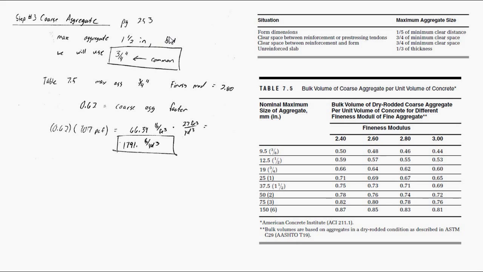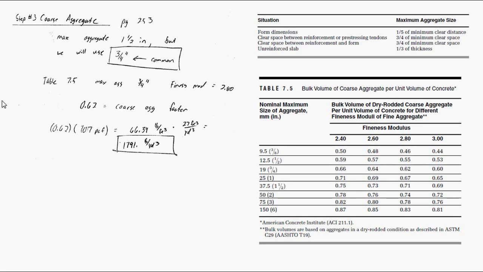Once you make sure that your maximum aggregate size is okay, you can then use your bulk volume and the fineness modulus of your sand to determine your coarse aggregate factor. Our maximum aggregate size was 3/4 of an inch, which you see right here, and our fineness modulus was 2.8, so we can go onto the table and look it up and say our coarse aggregate factor is 0.62.